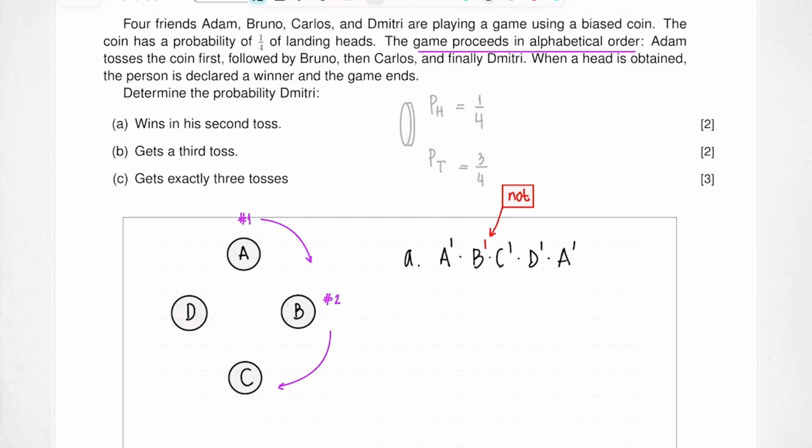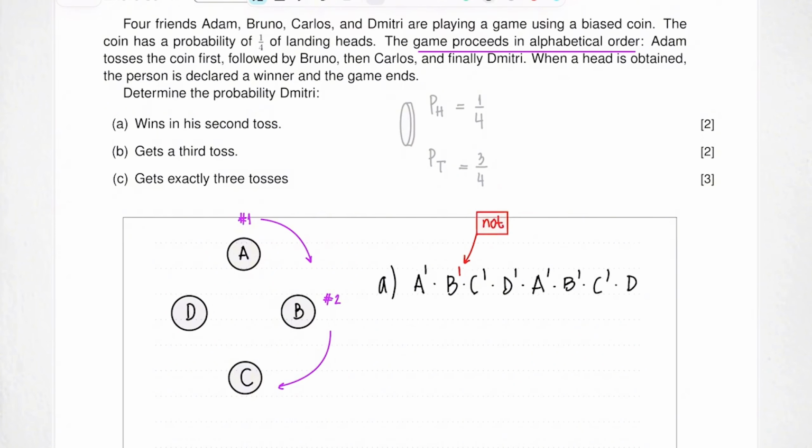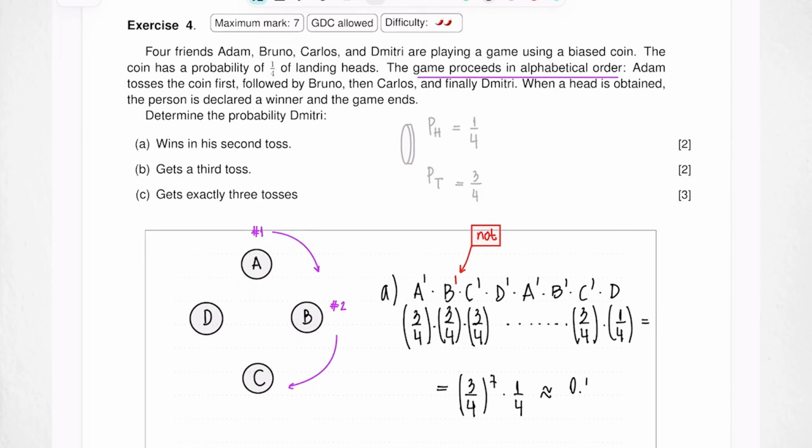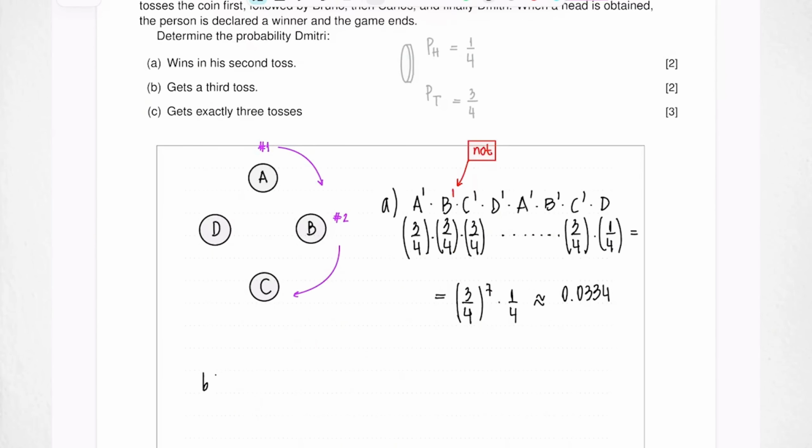So we need to go around once more. Then again, not Adam, not Bruno, not Carlos. And then Dimitri wins, which means that we have tails and then tails again and then tails again, all the way up to Dimitri's second toss, in which he does toss a heads, so he wins, which means the probability is equal to 1 over 4. So in this case, the combined probability is 3 over 4 to the power of 7 times 1 over 4, which is approximately 0.0334. Now on to question B.